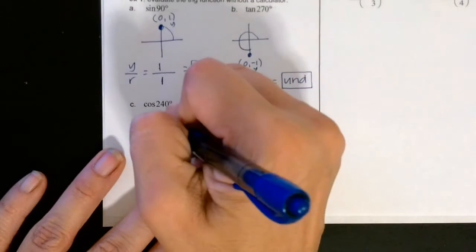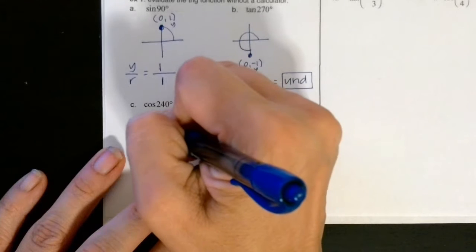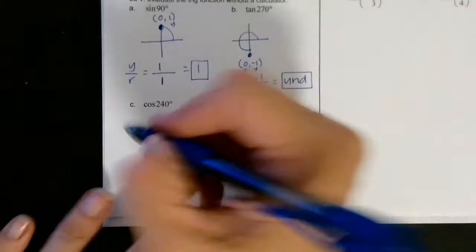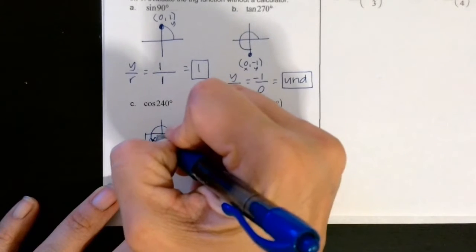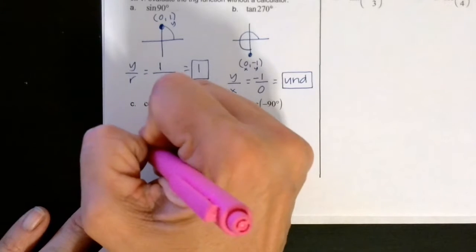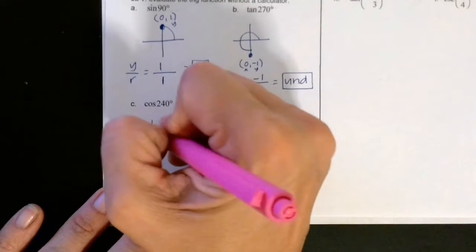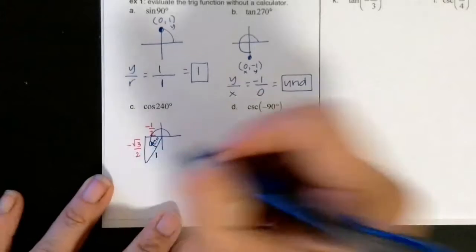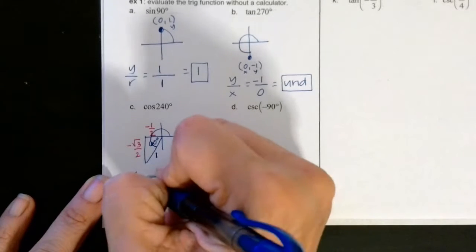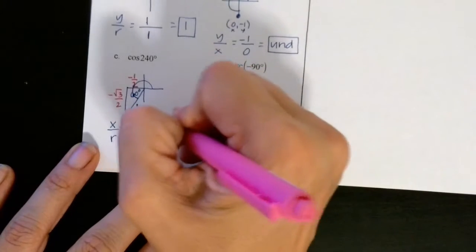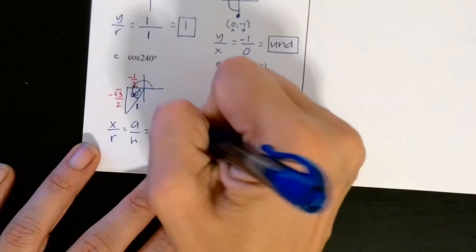Next one, cosine of 240 degrees. So 180, 240, what? That doesn't end up on the axis. So what do we do? Well, this has a 60-degree reference angle. So then we go back to our special triangles that we've been learning. Opposite 60 is always root 3 over 2. In this case, they're both negative sides because of the location of the triangle. Cosine is x over r, or adjacent over hypotenuse. So we have -1/2 over 1, which equals -1/2.